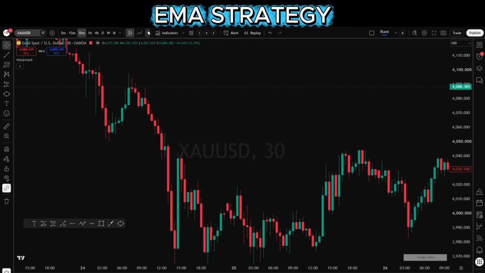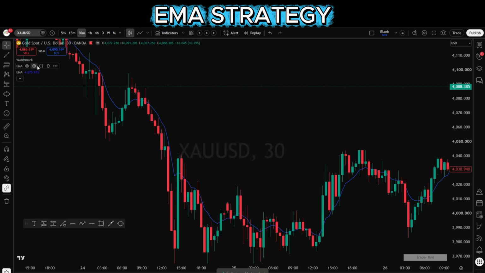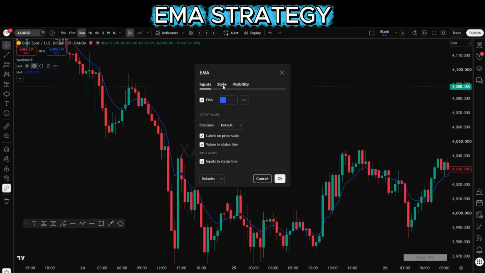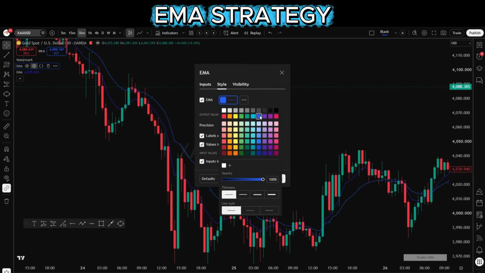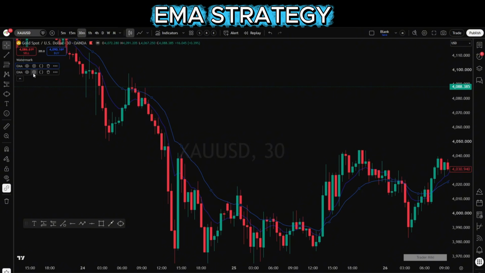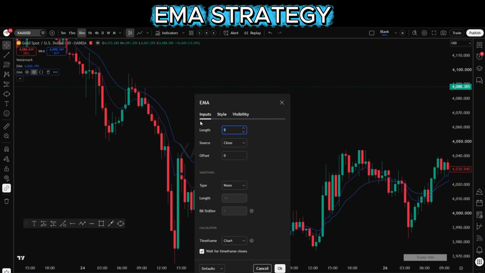This strategy requires 2 EMAs. So I'll click twice on the indicator. The first EMA is set to 20. This displays the average price across the last 20 candles, depending on what time frame you're looking at. And I'll make this blue. The second EMA is set to 50, and I'll make this purple.